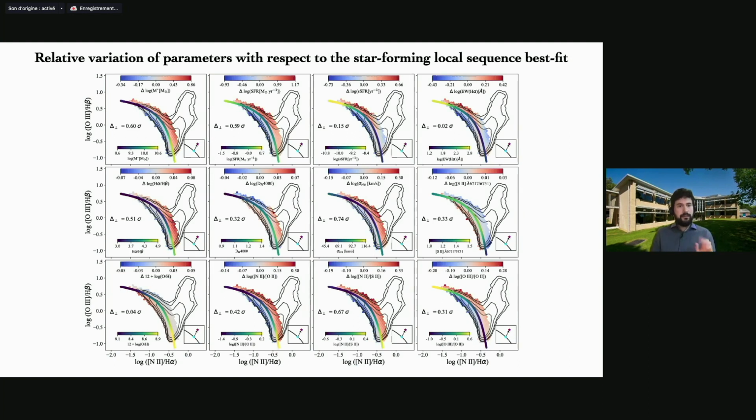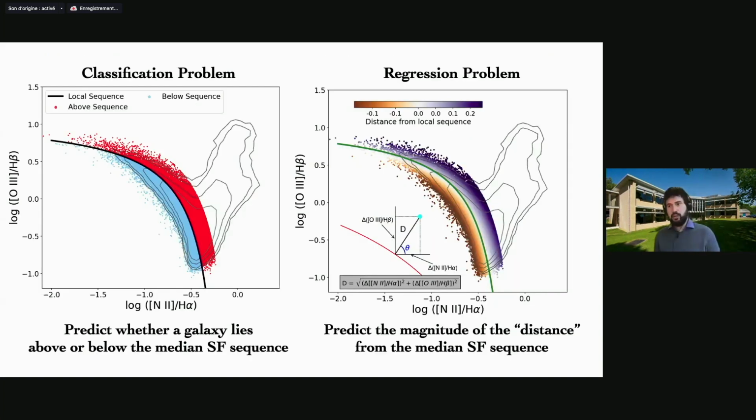And so these relative variations in each of these parameters provide our set of parameters, which we'll use to feed different machine learning algorithms and try to solve basically two standard problems. On the one hand, a rather simple classification problem, trying to predict whether a galaxy simply lies above or below the median sequence of star-forming galaxies in the BPTs, and a regression problem where instead we're trying to predict the exact magnitude of the offset from the median sequence itself.